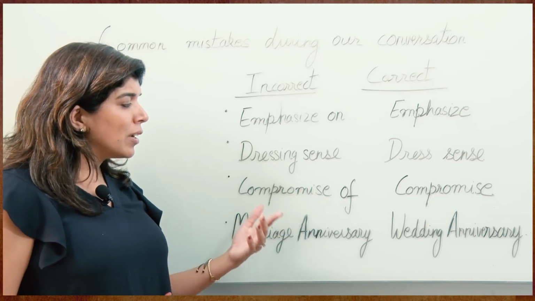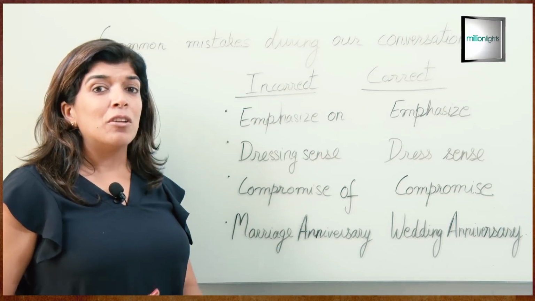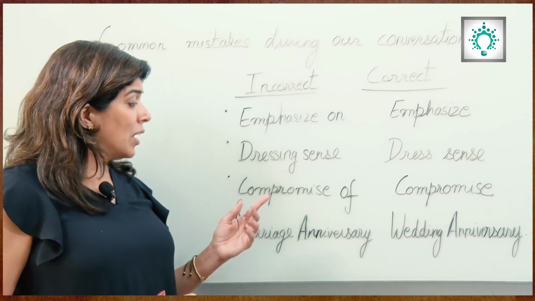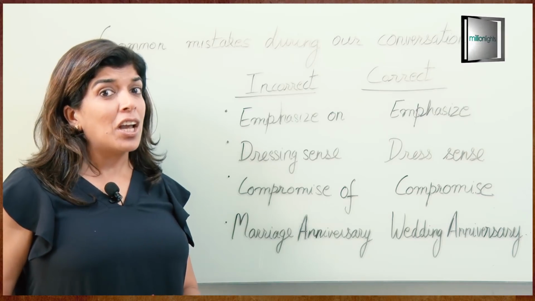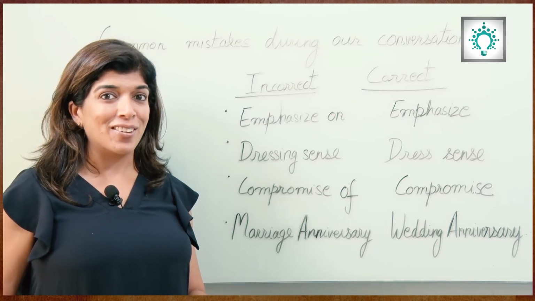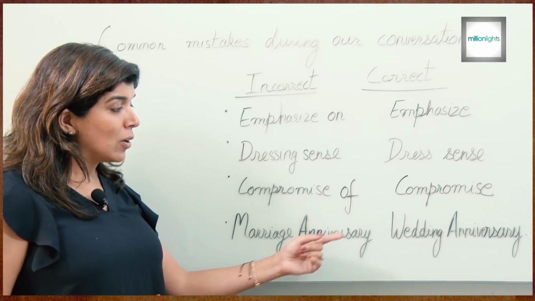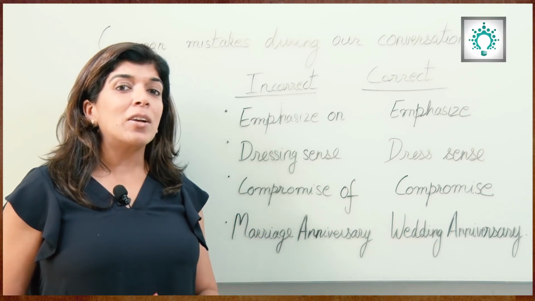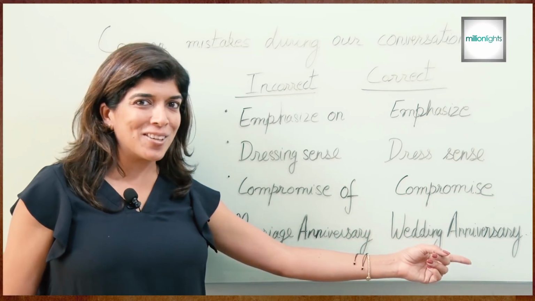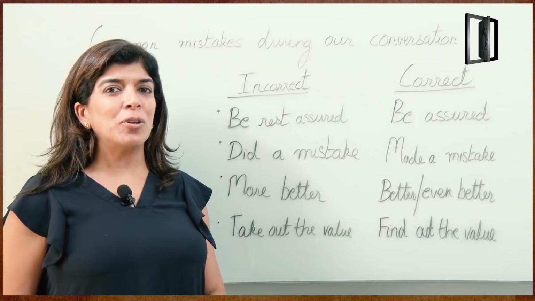Let's see the next one. "Compromise of." We again are so used to adding words like of, on, to, which should not be like that. Compromise can be used by itself. For example, we should not compromise on our health. I don't have to use "of" in there, right? Let's see what's the next one. Marriage anniversary, wedding anniversary. The correct way to wish someone on this day is to say happy wedding anniversary, not happy marriage anniversary.